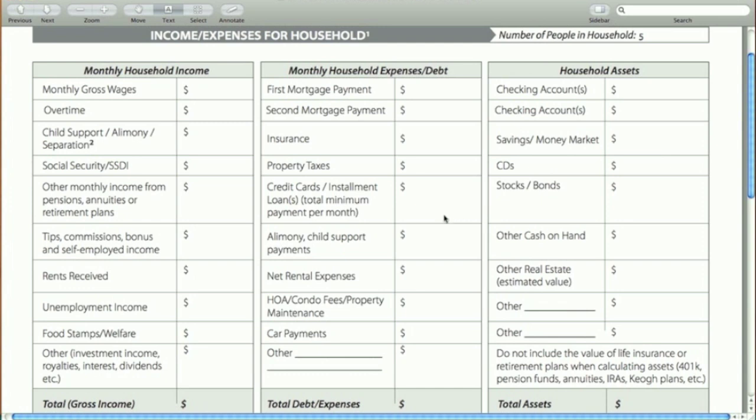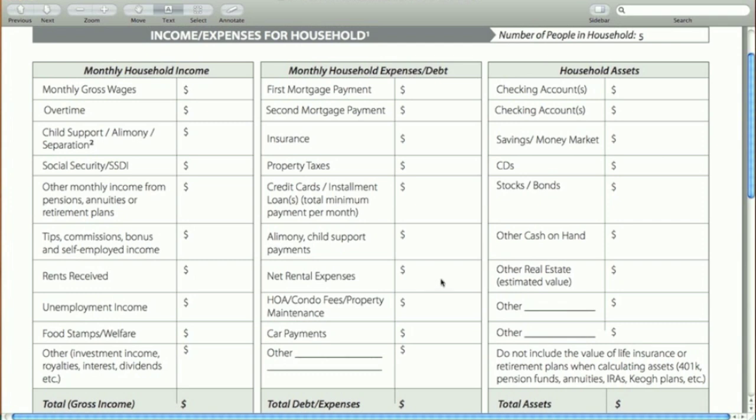Credit cards, what they want is your minimum payments on all your credit cards. Again, remember, they're going to pull your credit report. So if you think that by not saying it on here, it'll help you, it's not, because they're going to pull your credit report and then there's going to be a discrepancy and then you're going to be in a little standstill there, okay?